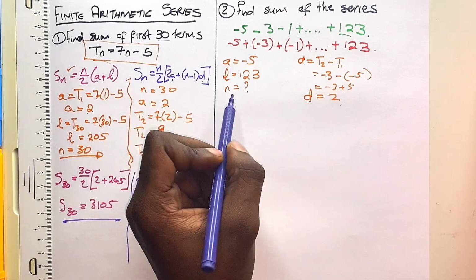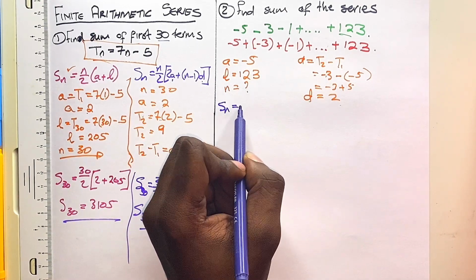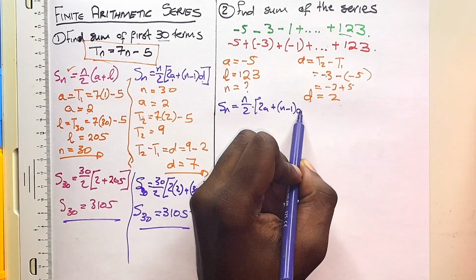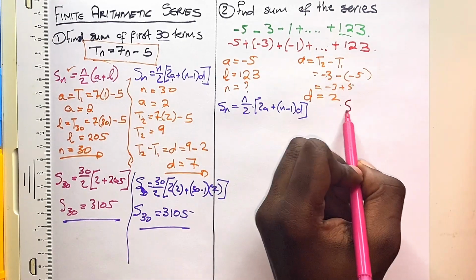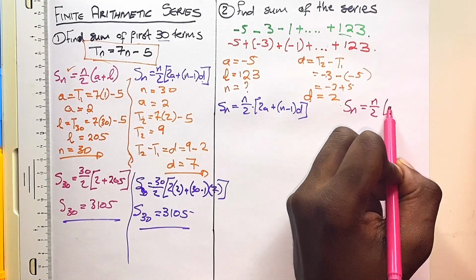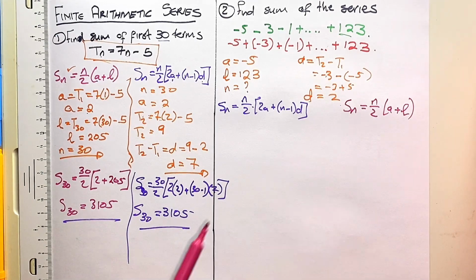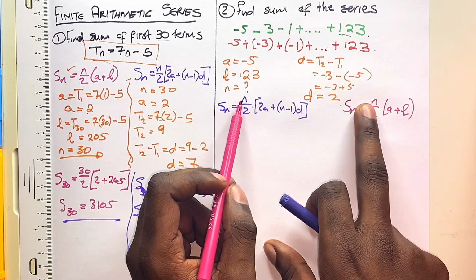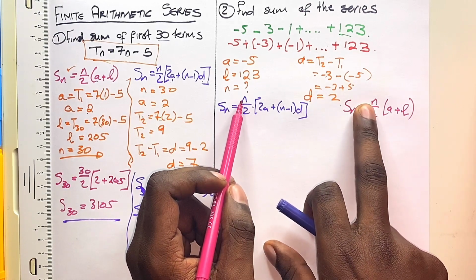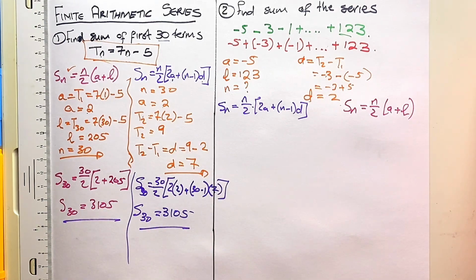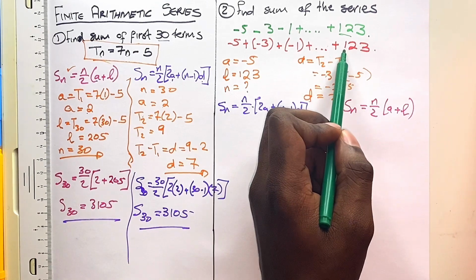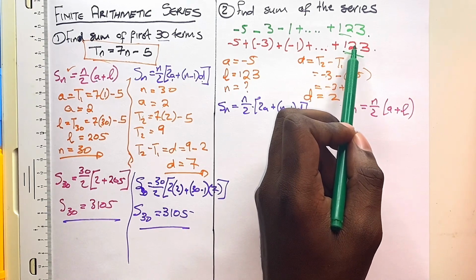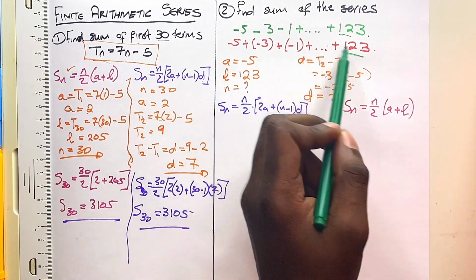Now, which formula are we going to use? Do you prefer to use Sn is equal to n over 2 into 2a plus n minus 1 d? Or do you prefer to use Sn is equal to n over 2 into a plus l? Now, in each formula, we have every unknown except the number of terms. So we have to find the number of terms. How do we do that? Now, the interesting thing about this question is that we have the last term. So if we find out what term is the last term, then we're going to know how many terms our series has.